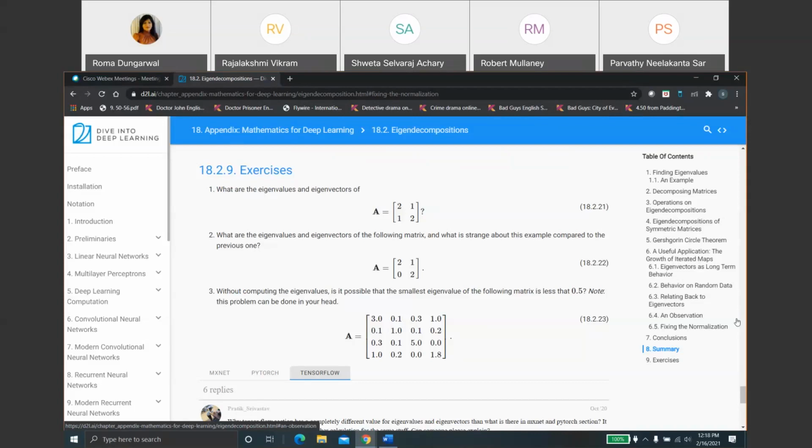I still didn't get how to do it. You haven't understood? Should we solve it? Okay. Solve it first. Look at it.